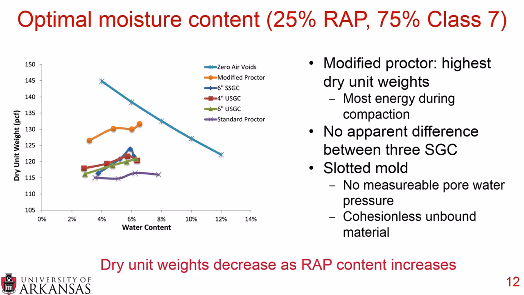Overall, though, you can see the dry unit weights decrease as the RAP content increases. So if you look at the same graph here, but with 50% RAP and 25% RAP, those dry unit weights would drop and they would go a little bit to the left, which means as you increase the amount of bound material you are reclaiming in the FDR process, chances are your dry unit weight will also decrease.